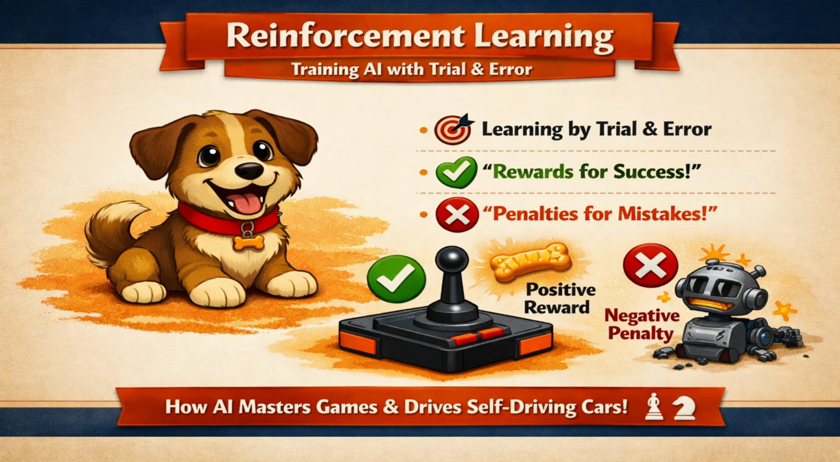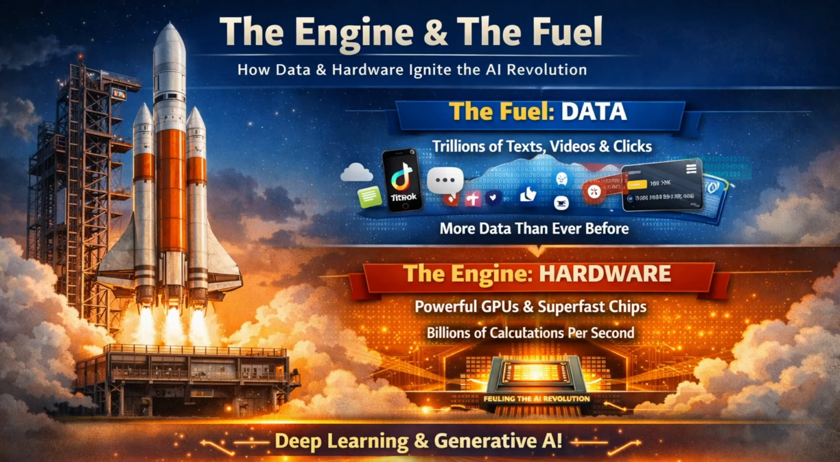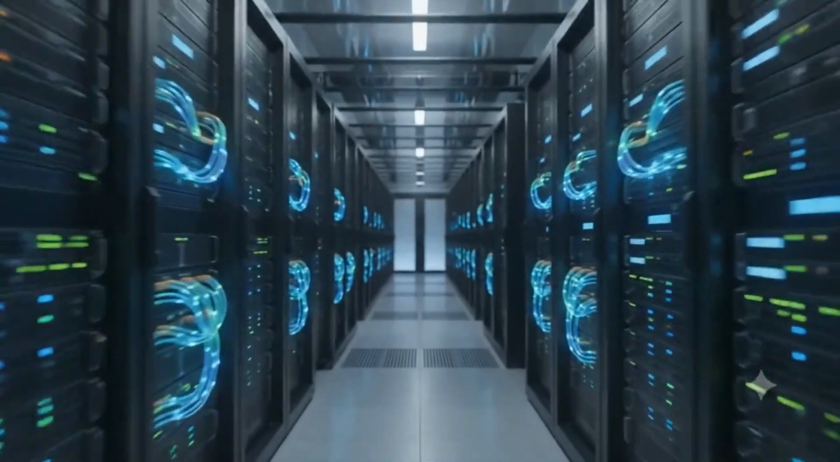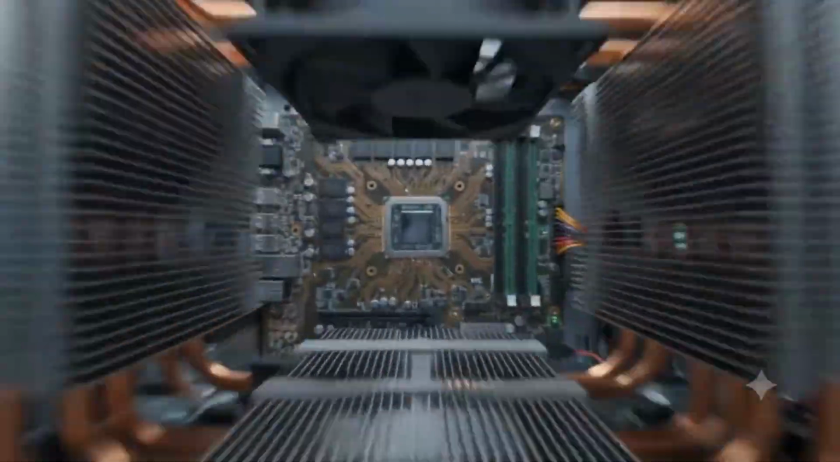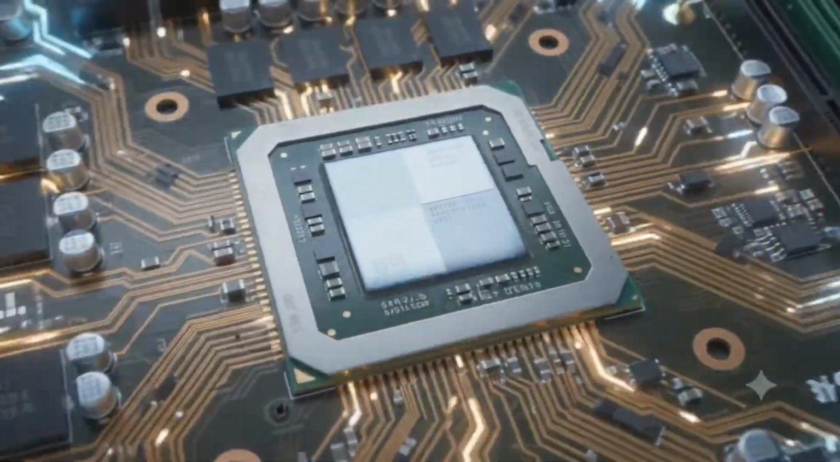Now, you might ask, this tech has been around since the 1950s. Why is it suddenly taking over the world right now? Because the rocket ship finally got its fuel and its engine. The fuel is data. Every single text, TikTok swipe, and credit card tap is fuel. We've generated more data in the last few years than in all of human history combined.